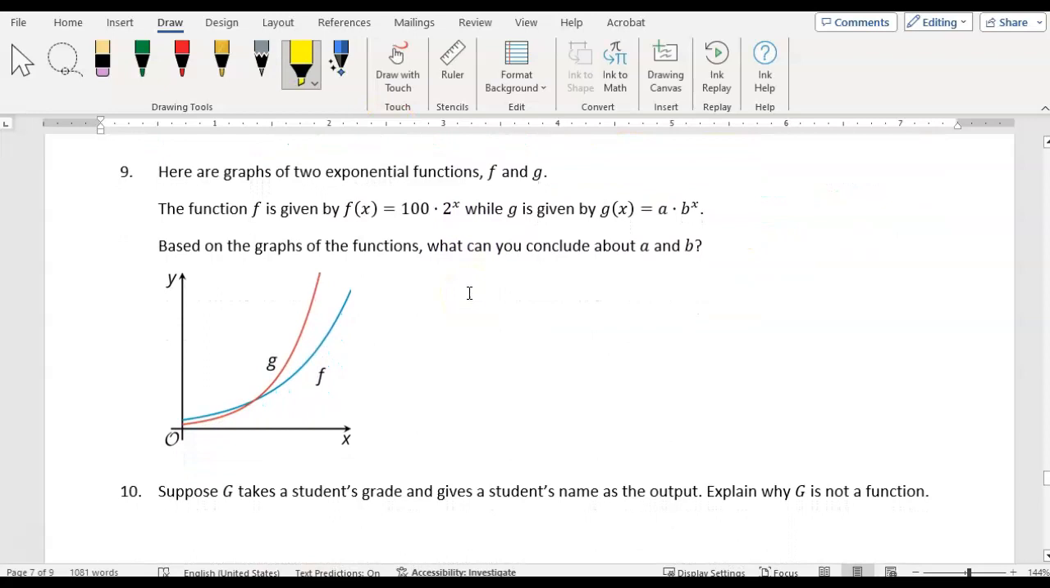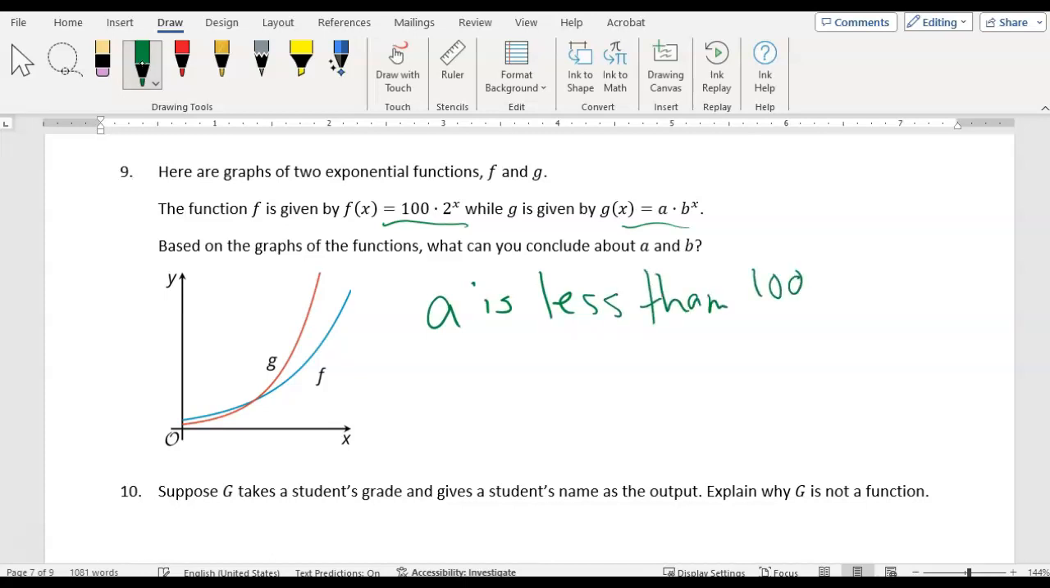Number 9, here are the graphs of 2 exponential functions, f and g. The function f is given by 100 times 2 to the power of x. G is a times b to the power of x. Based on the graph of the function, what can you conclude about a and b? So f of x is the blue line here. G of x is the red line that goes underneath of it. So that means that for g of x, a is less than 100 because that starting point is underneath the blue line, or f of x.